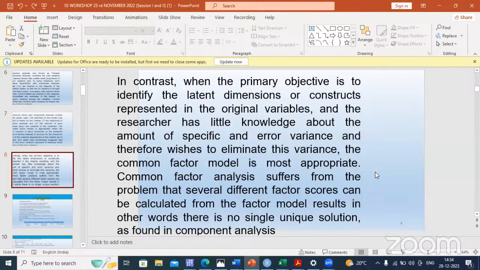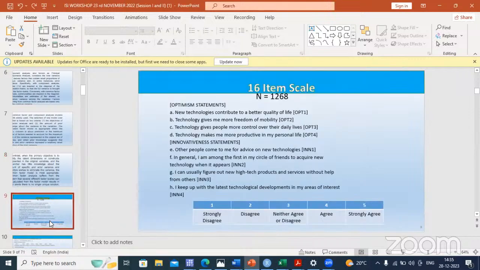Common factor analysis suffers from the problem that several different factor scores can be calculated from the factor model results. In other words, there is no single unique solution as found in component analysis. Now, I will show you a particular example of this. Say there is a 16-item scale. That is, we have 16 questions in the questionnaire.